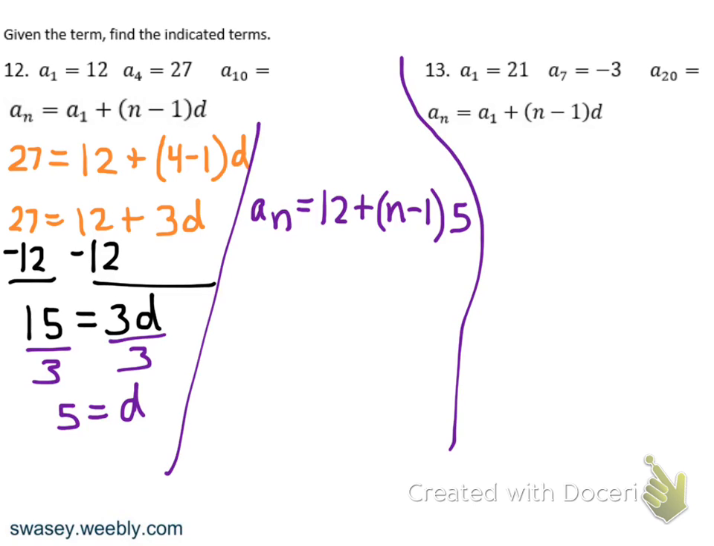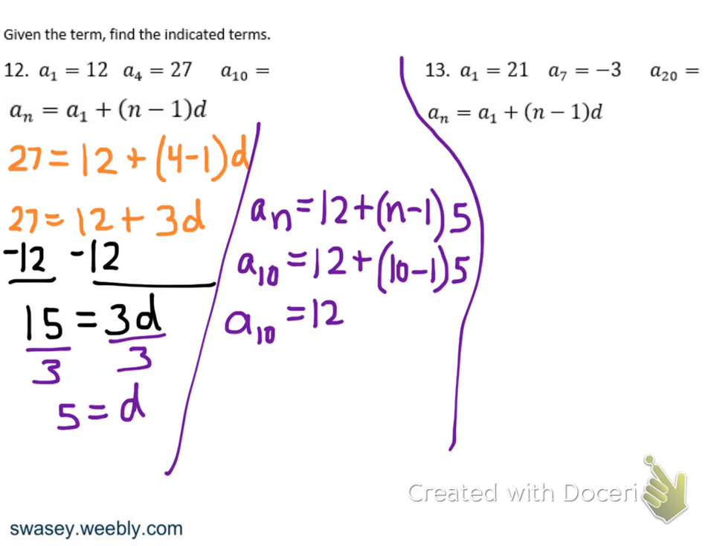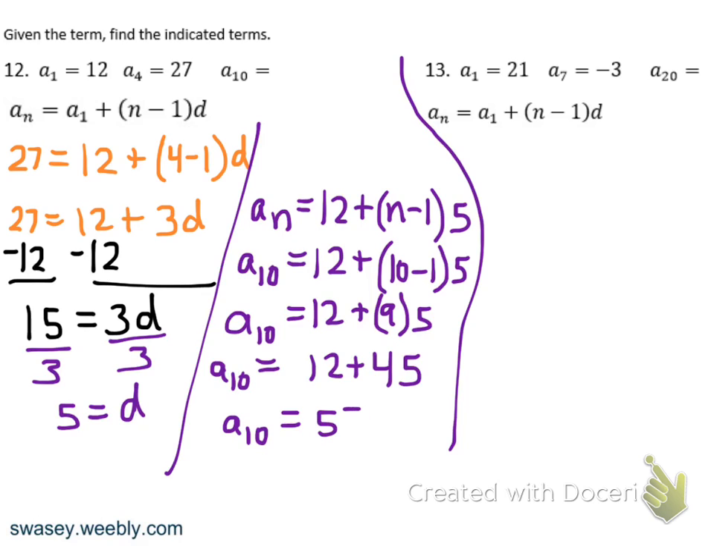Now, to find the 10th term, replace n with 10 and simplify the right side. Ten minus 1 is 9. 9 times 5 gives us 45. We'll multiply before we add. And then we'll add that. A sub 10 equals 57. So we found our 10th term.